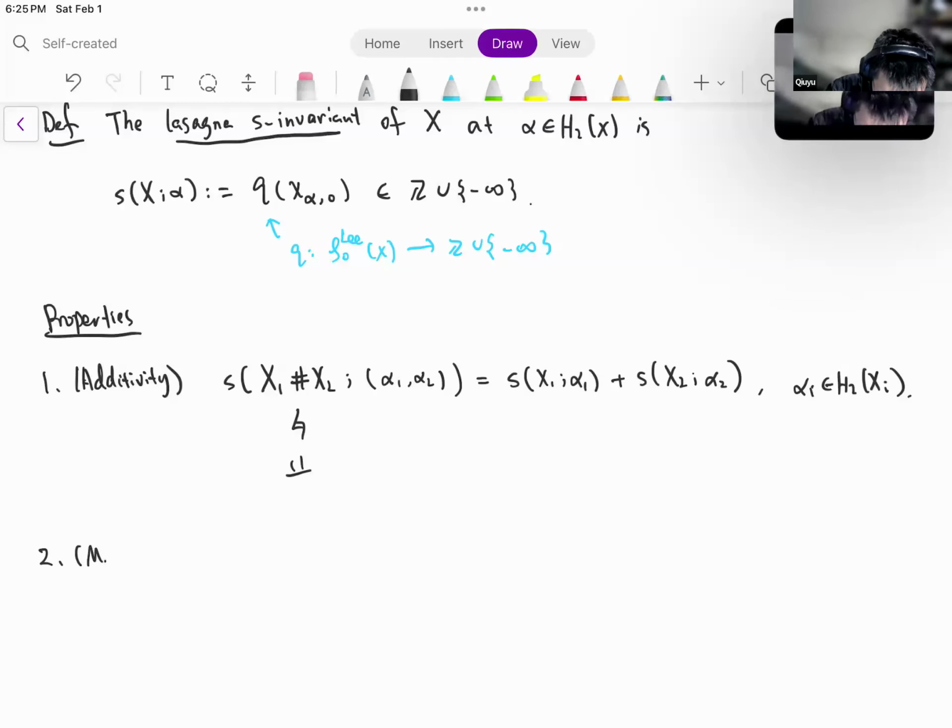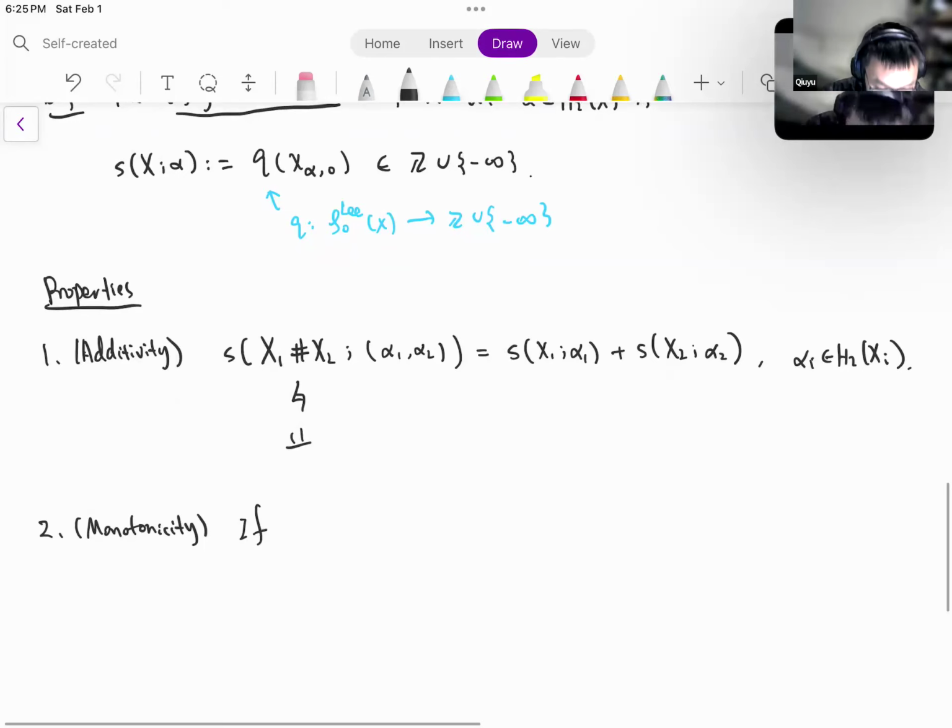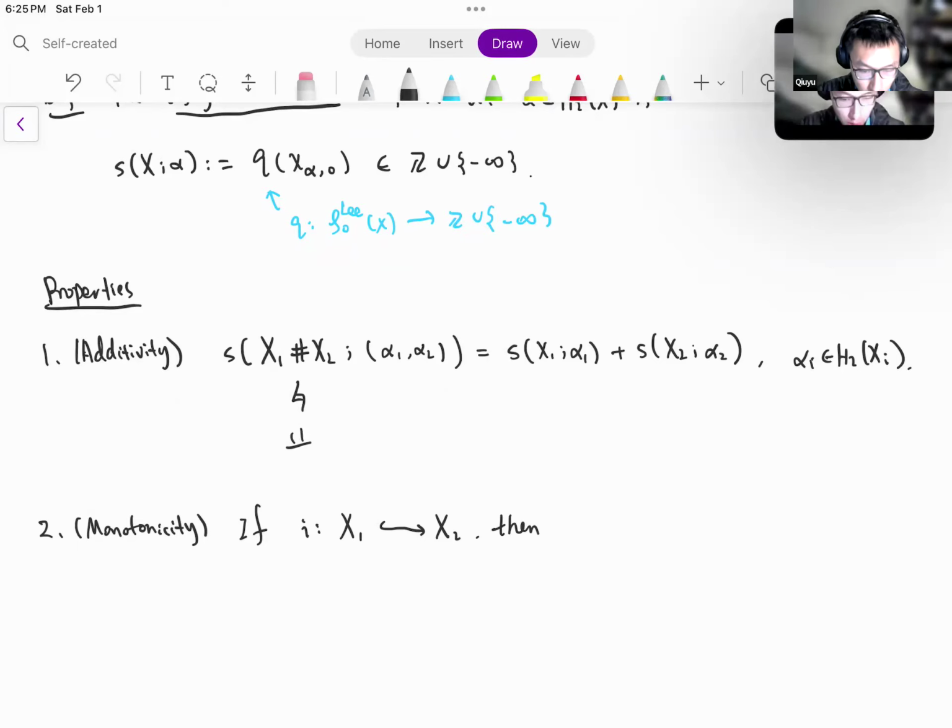The second property I'll call monotonicity, and it is the following. If I have an embedding between two four-manifolds from X1 to X2, then this lasagna s-invariant is monotone under this embedding, in the sense that the invariant of a class alpha of X1 is greater than or equal to the invariant of the corresponding class in X2 obtained by just pushing forward.